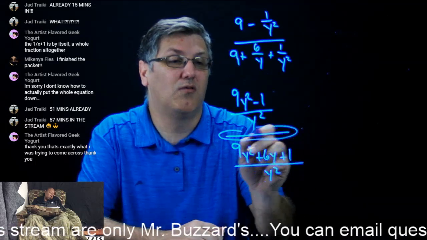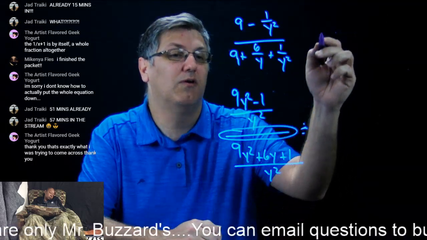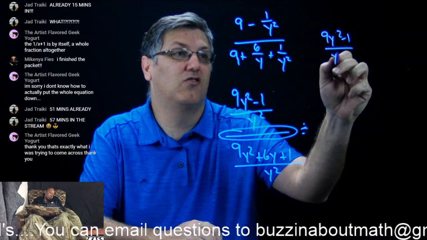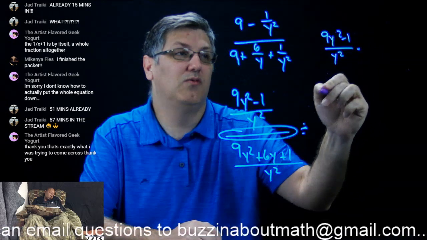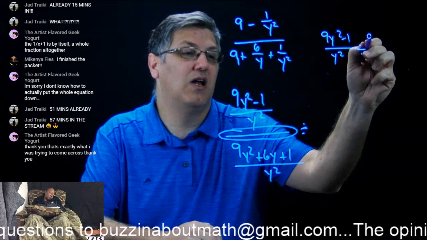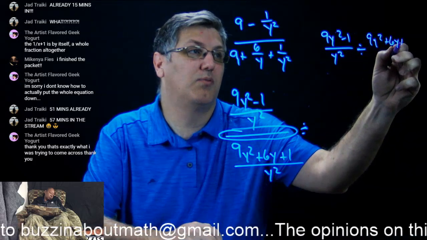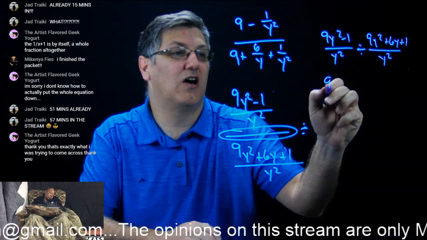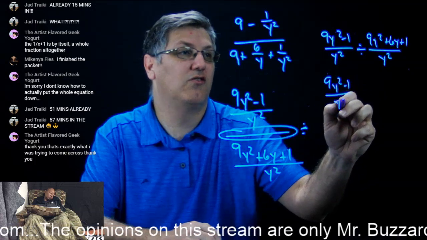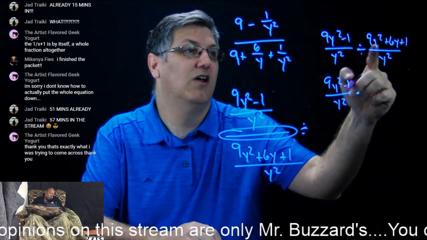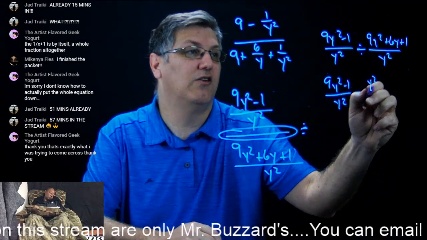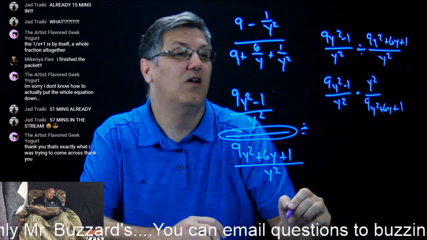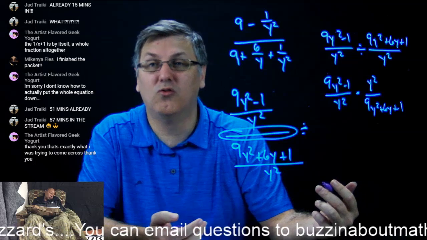Now, this middle bar represents division, so we can rewrite this as 9y squared minus 1 over y squared divided by 9y squared plus 6y plus 1 over y squared. We keep the first fraction, 9y squared minus 1 over y squared, change this to multiplication, and take the reciprocal of the second fraction, y squared over 9y squared plus 6y plus 1.